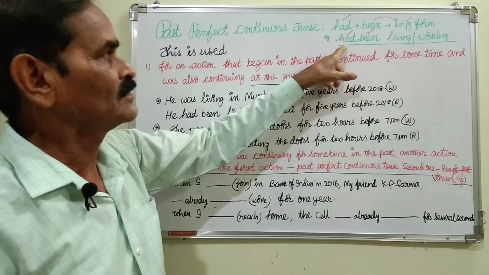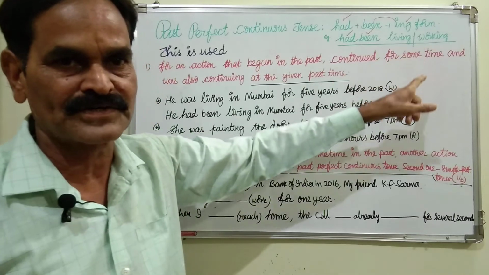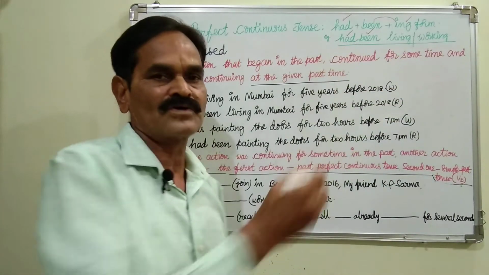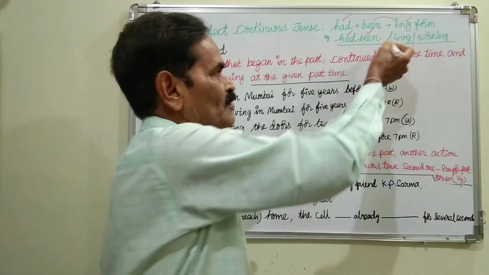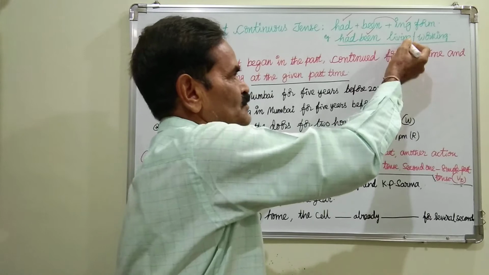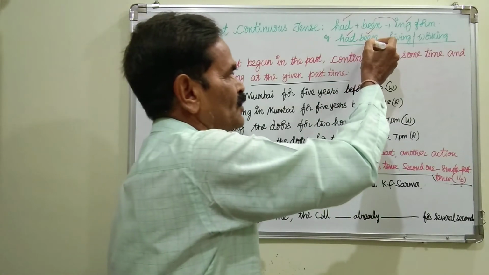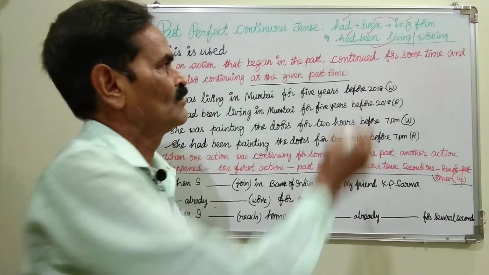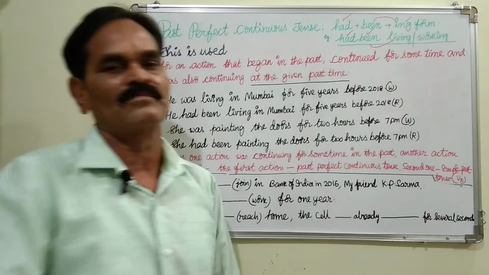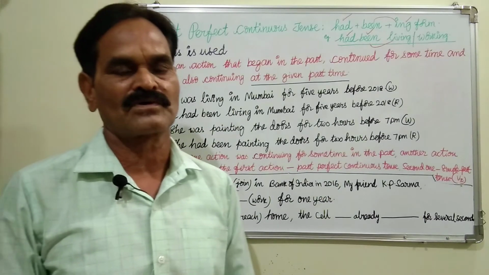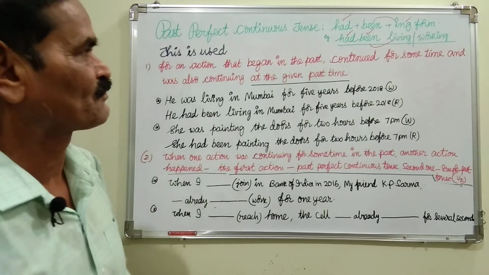Had helps the main verb to form a perfect tense, and had is past, that's why it is a past perfect tense. And the be form helps this present participle or ing form to form a continuous tense. So had is past perfect, be form plus ing form is continuous. This is what is called past perfect continuous tense.